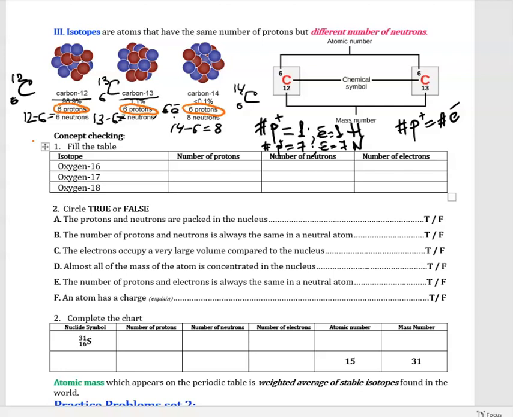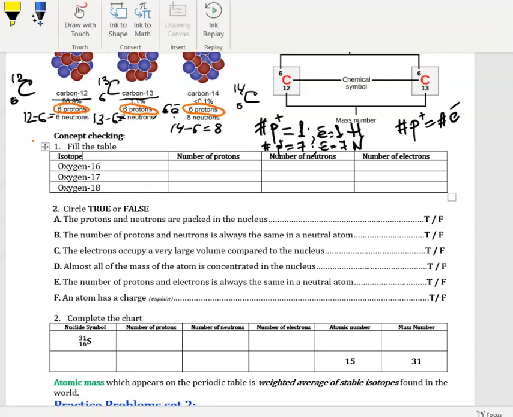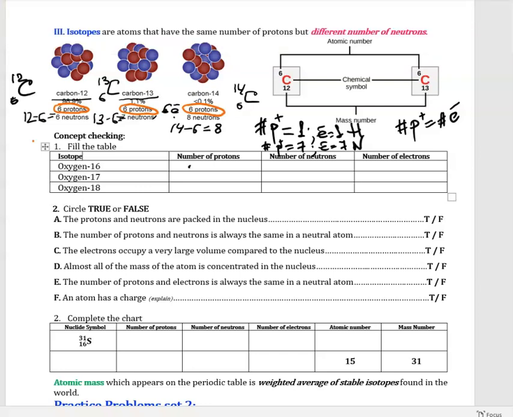So, number of protons. As it is oxygen, it will be 8, because 8 is the atomic number, 16 the mass number. Okay? Number of neutrons: 16 mass number minus 8 gives us 8 neutrons. And the number of electrons is the same as the number of protons, 8 electrons.